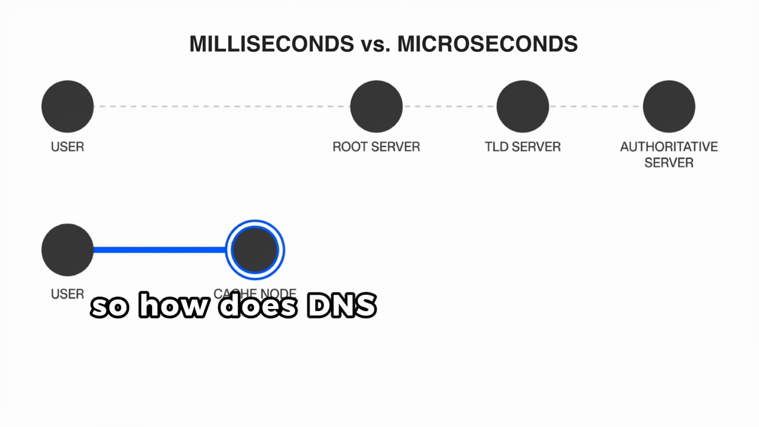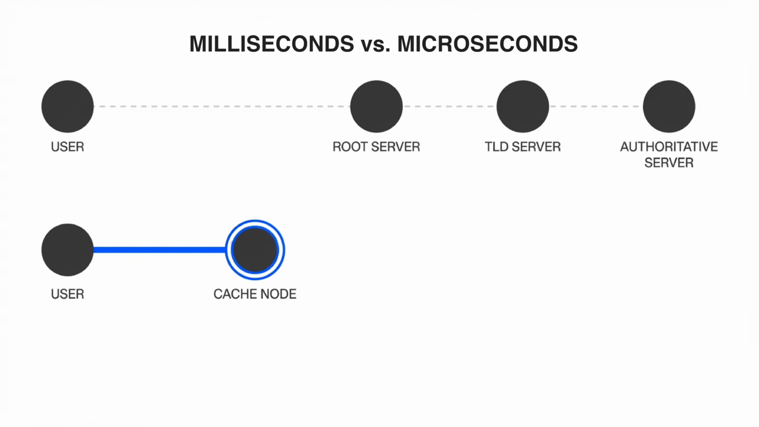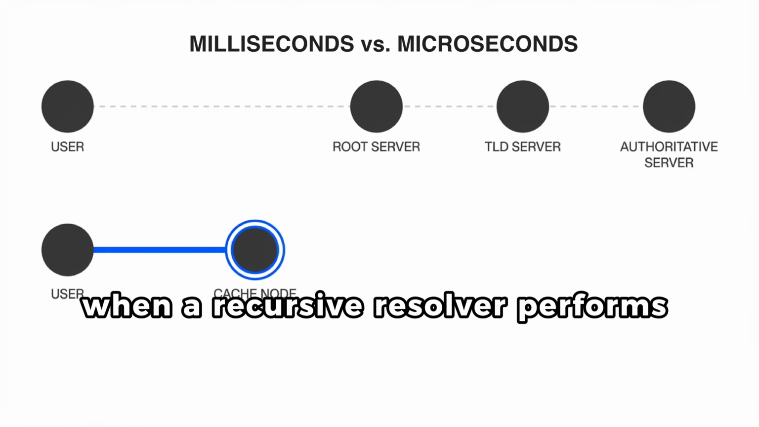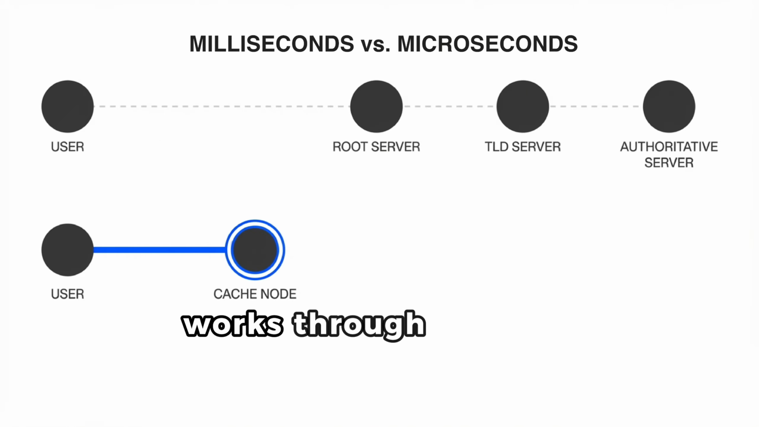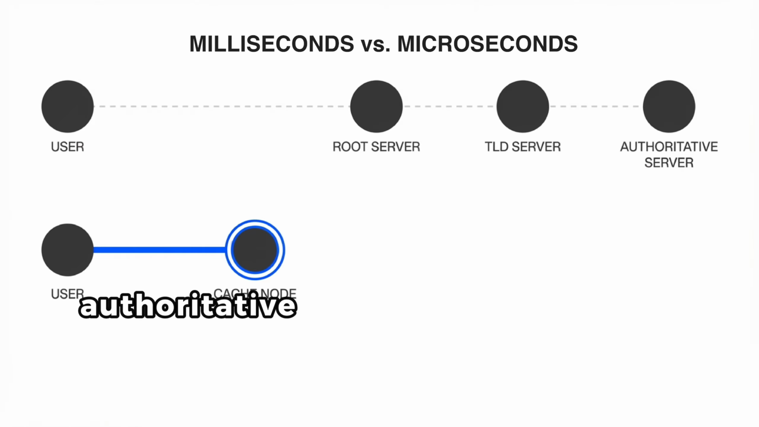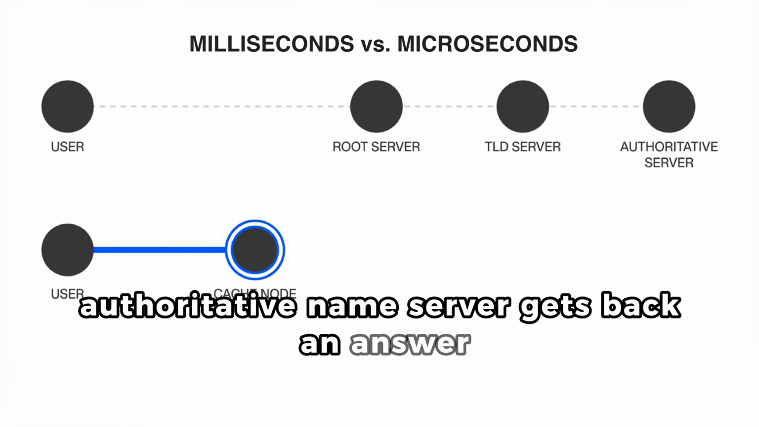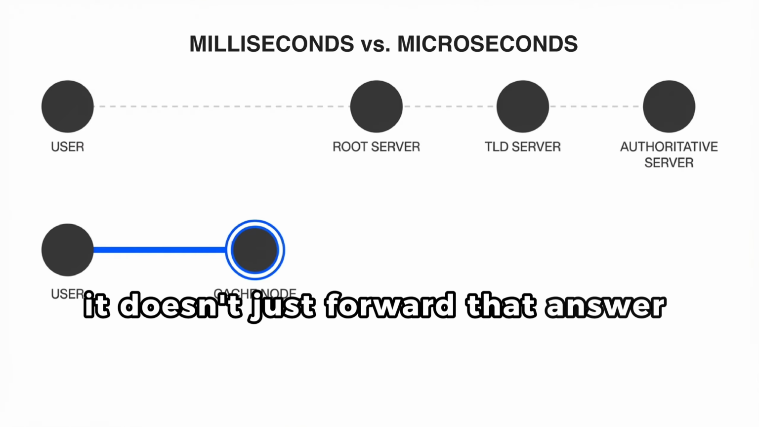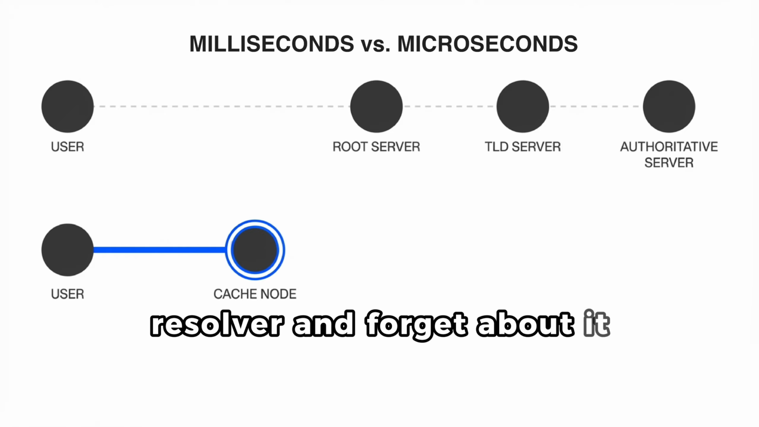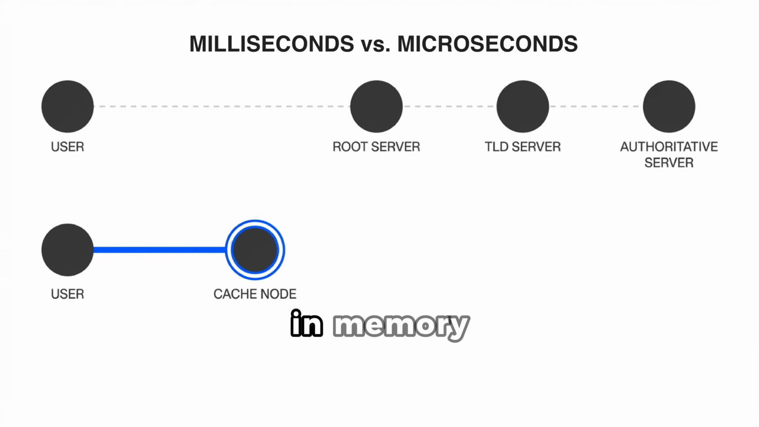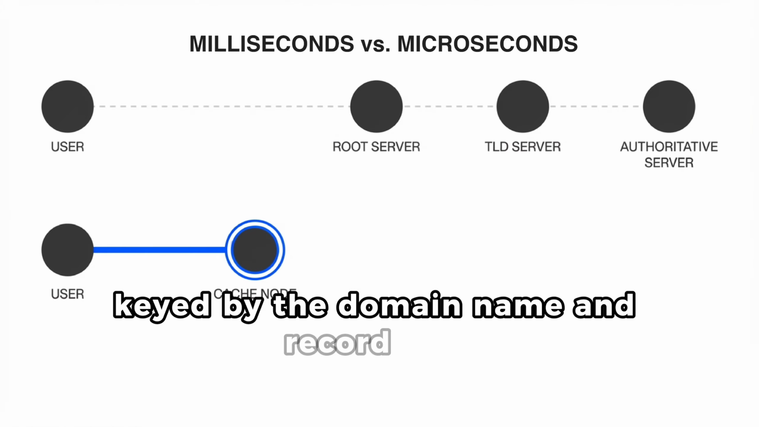So how does DNS caching actually work? Let's trace through the mechanism precisely. When a recursive resolver performs a full resolution, works through root, TLD, authoritative name server, and gets back an answer, it doesn't just forward that answer to the stub resolver and forget about it. It stores the answer in memory, keyed by the domain name and record type.